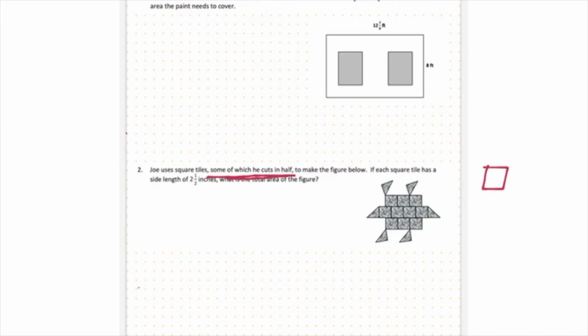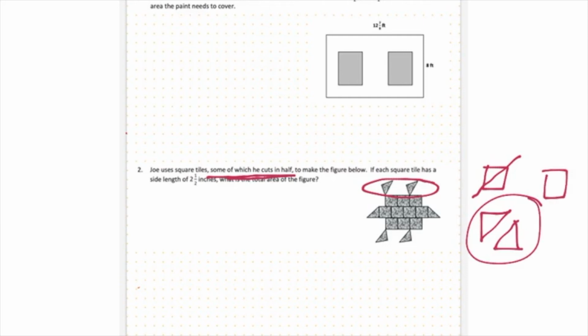So if we have a square tile and we cut it in half, we could cut it in half where it looks like a triangle. So when I just think about that part, if I have 2 triangles, just like this, that 2 triangles is the same as saying 1 square. Okay, so he has square tiles, some he cuts in half.